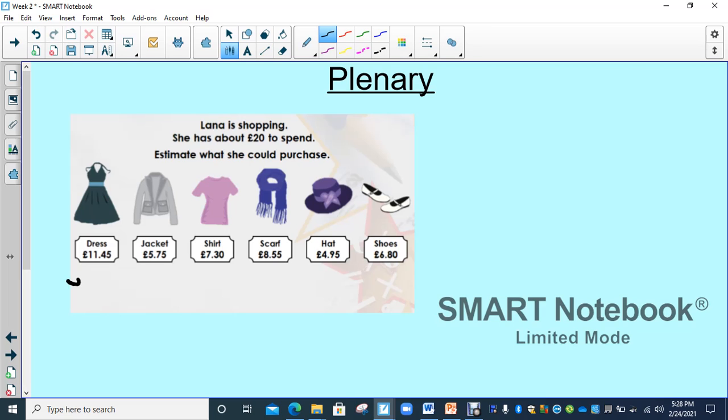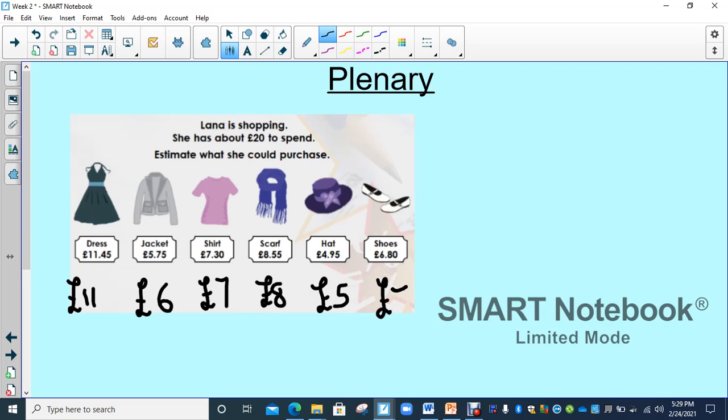So let's go through the dress. Round to the nearest pound, I round down, so that's £11. For the jacket, I would round up, so that's to £6. For a shirt, I'm rounding down, looking at that pence, so that's £7. The scarf, don't be fooled by this guys, this would be rounding up. A hat would cost £5 because we're rounding up. And lastly, the shoes would cost £7 because we are rounding up to the nearest pound.